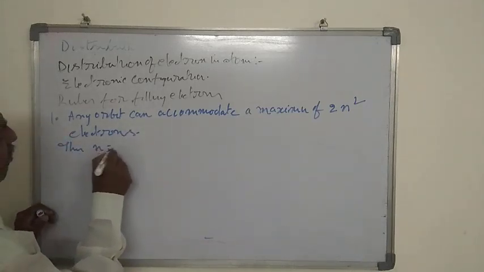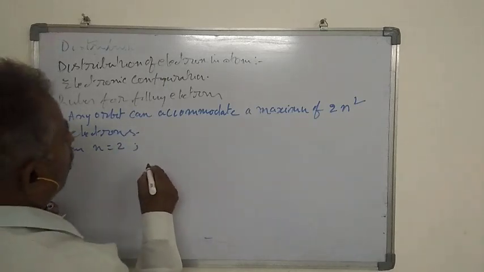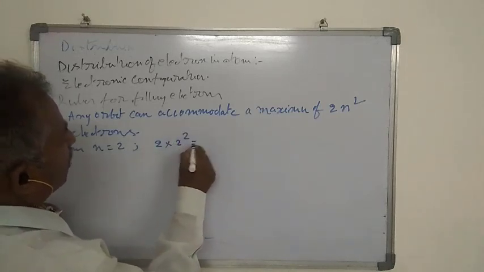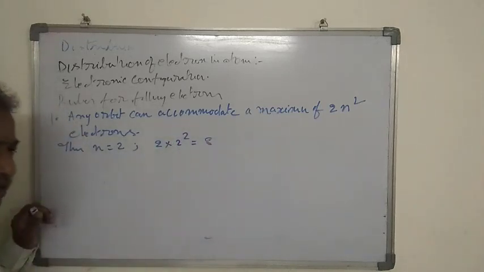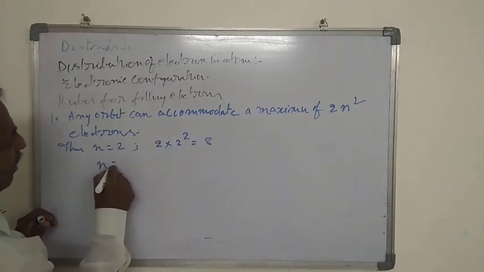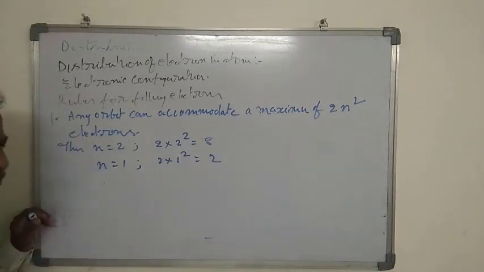Thus, for n equal to 2, how many electrons? 2n², 2 into 2 squared, it is 8. So the second orbit, the second shell, can accommodate 8 electrons. For n equal to 1, 2 into 1 squared, that is 2 electrons. The first shell can accommodate only 2 electrons.